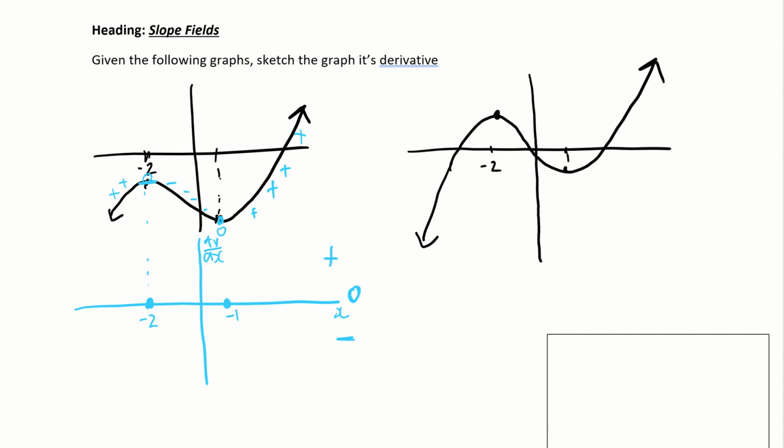So I know it passes through those two points on my derivative graph, and then it's just a matter of saying, okay, well it was always positive on the left-hand side of that first 0, so it must have been up in the positive region. Then all in between those two zeros, it was a negative gradient, so it's negative. And then after that, it goes back positive again, so then we have this.